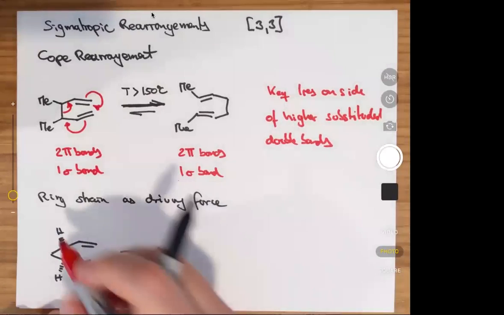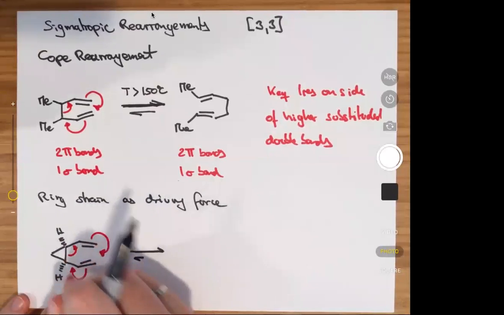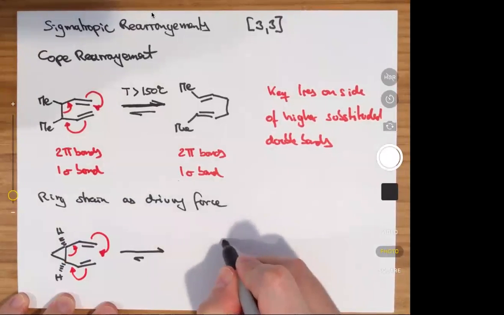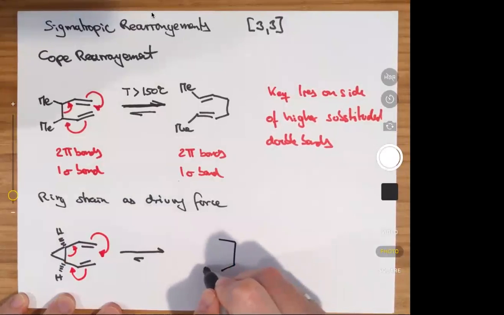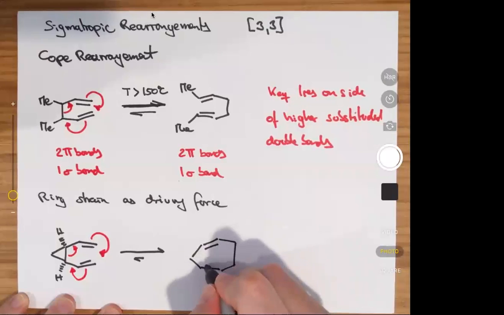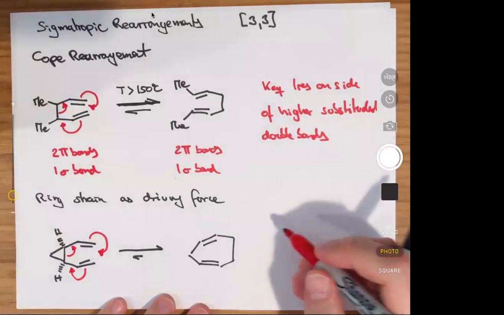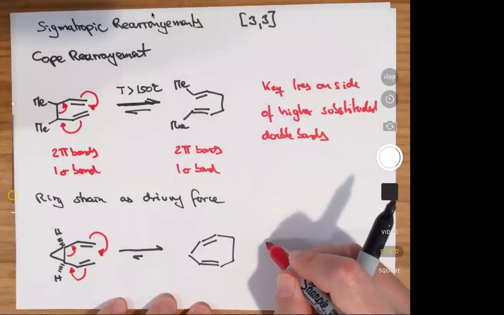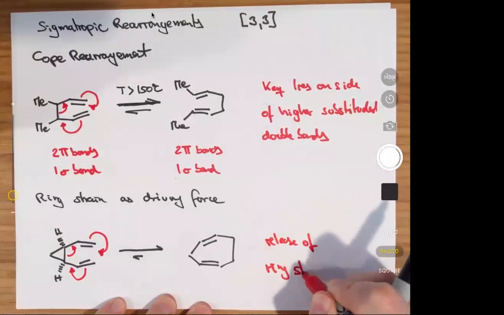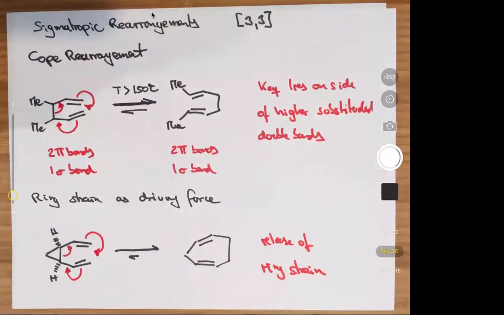And again, we could draw here the arrows. And you turn this into a 7-membered ring. Let's see here. Something like this, and the double bonds are over here. And the driving force in this case is release of ring strain. Release of ring strain drives the reaction towards the ring opened product, the 7-membered ring.